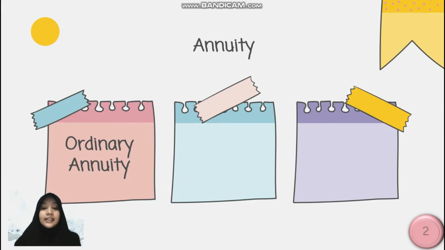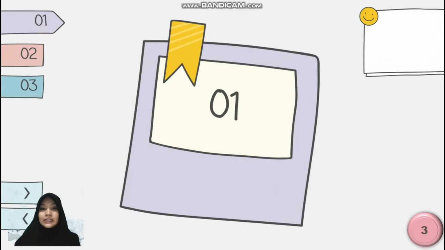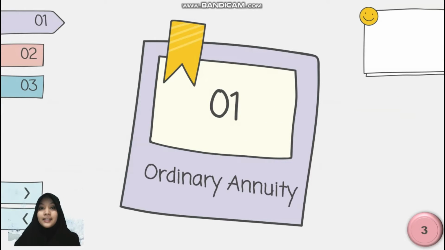The annuity is divided into three. First is ordinary annuity, second is due annuity, and third is deferred annuity. But in this video, I just want to explain about ordinary annuity and due annuity. First is ordinary annuity.